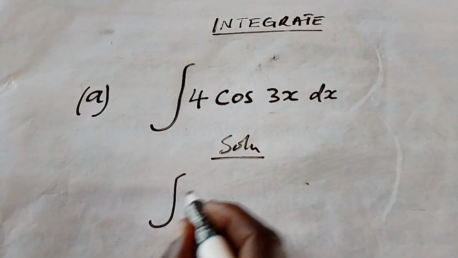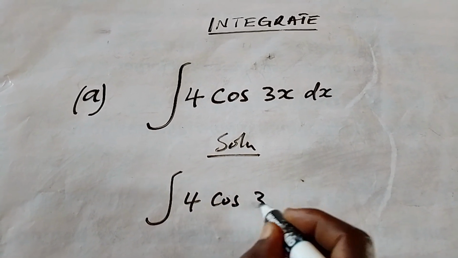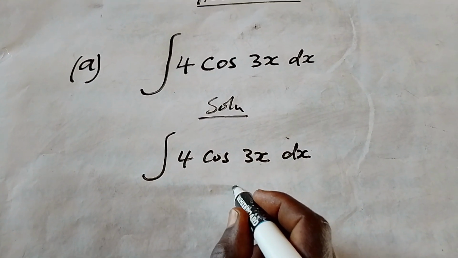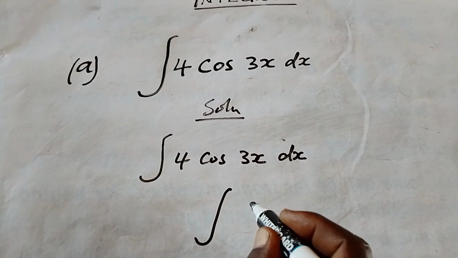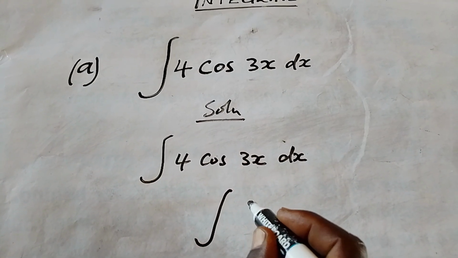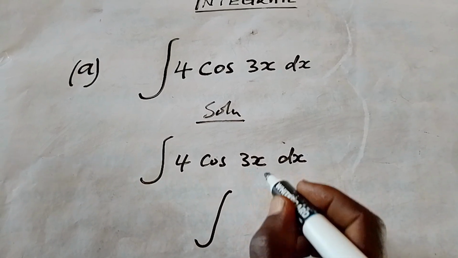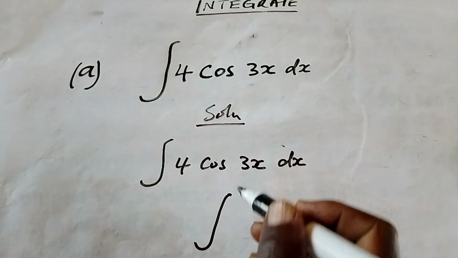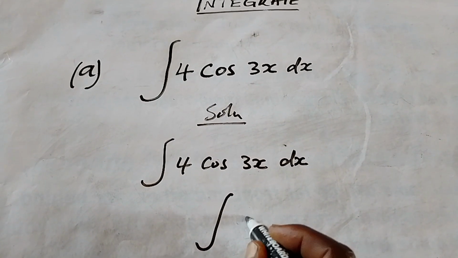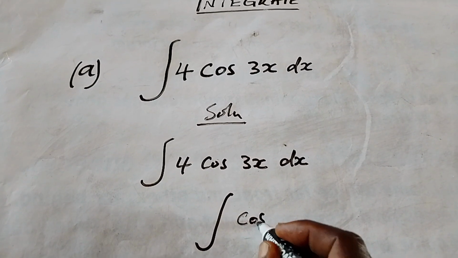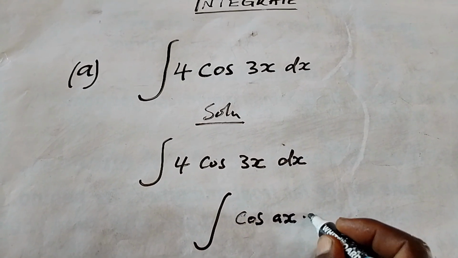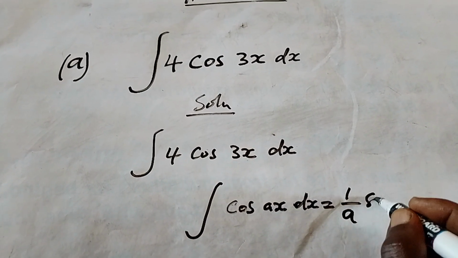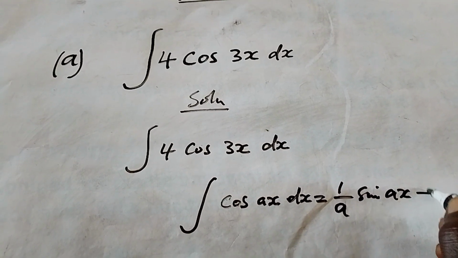So we have the integration of 4 cos 3x with respect to x. We know that the general integral of a trigonometric function, where we have the trigonometric identities, is given as follows. For example, here we have cos. This is our trigonometric identity. So the integral of cos ax with respect to x is equal to 1 over a sine ax plus c.